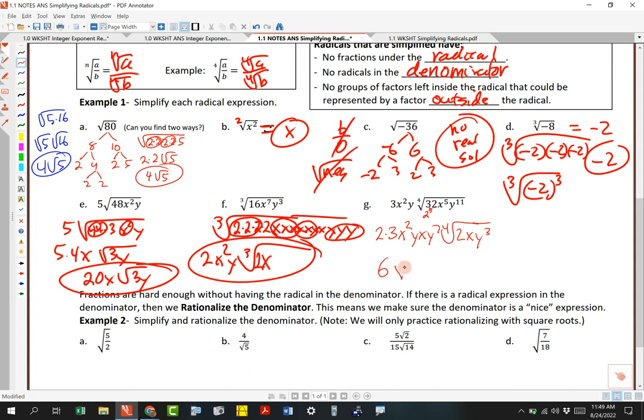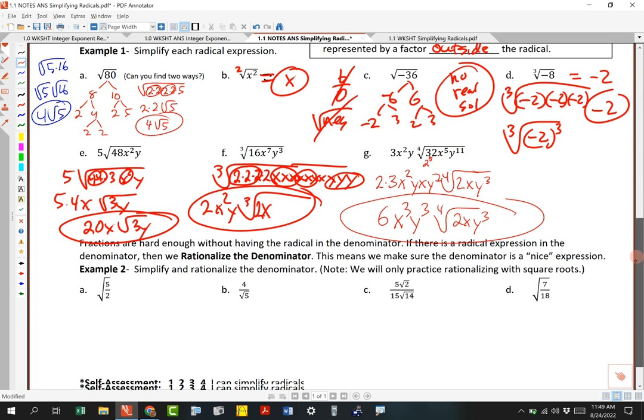So this is 6, x to the 3rd, y to the 3rd. Am I right about that? Check my penmanship right there. And then, 4th root of 2xy cubed. Circle that. Any questions?